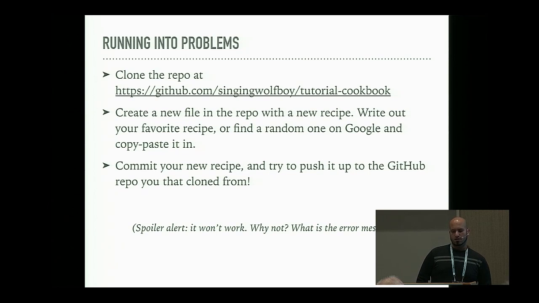So you can run git clone github.com/singingwolfboy/tutorial-cookbook. And then make a change, make a commit, and then try doing git push to send it back.